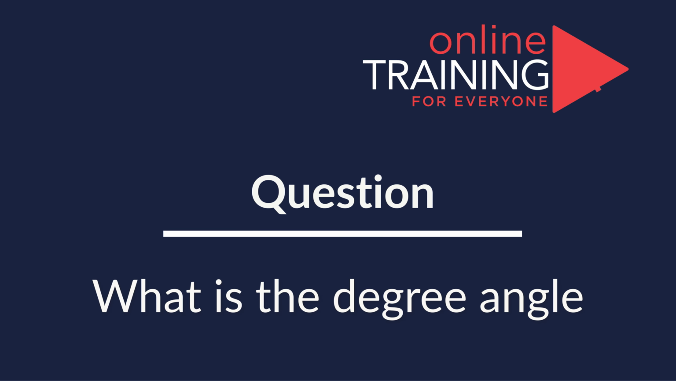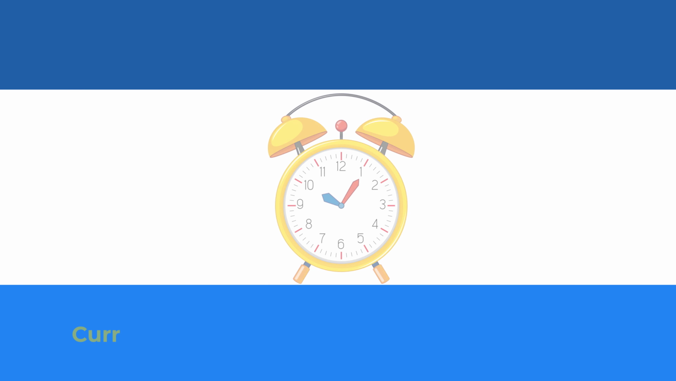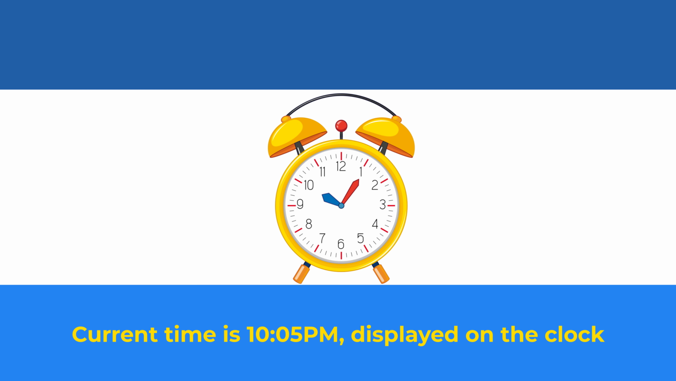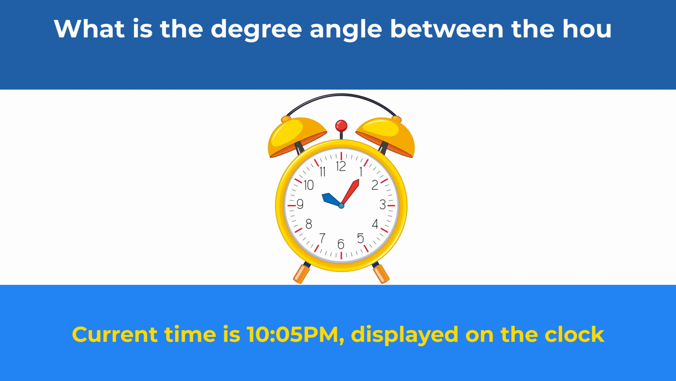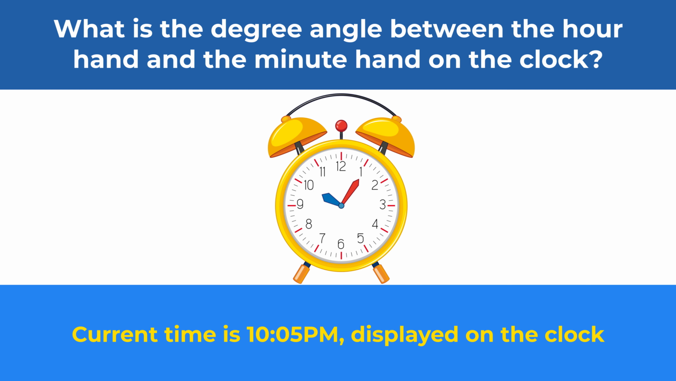Here's the frequently used question on the test, which may not be as simple as it looks. Current time on the clock is 10:05 p.m. What is the degree angle between the hour hand and the minute hand on the clock?